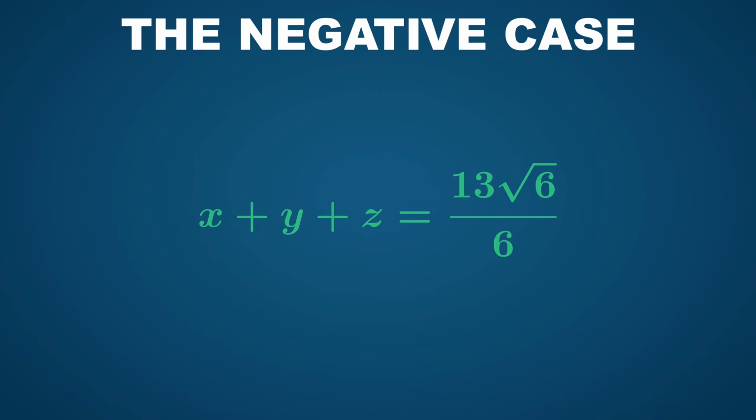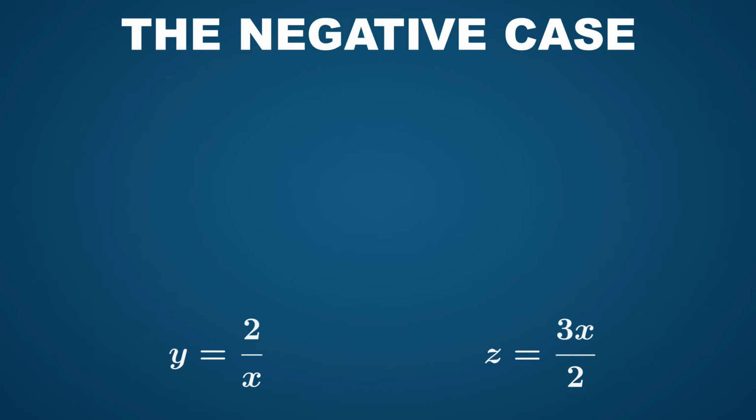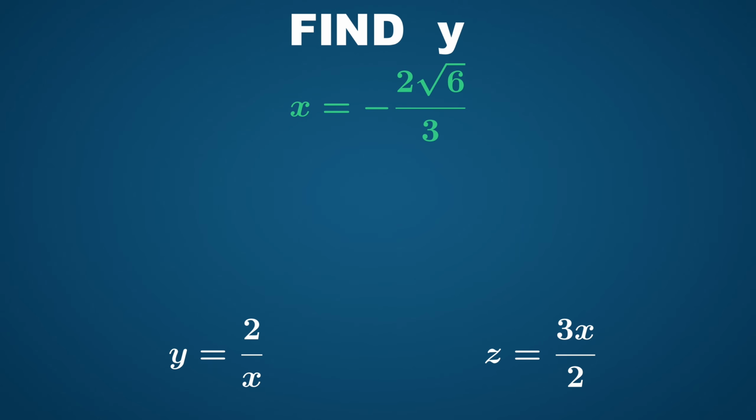We must not forget that we also had a negative starting value for x. We need to go through the exact same rigorous process for this case. Let us set x equal to negative 2 root 6 divided by the number 3. We first need to find the corresponding negative value for the variable y.